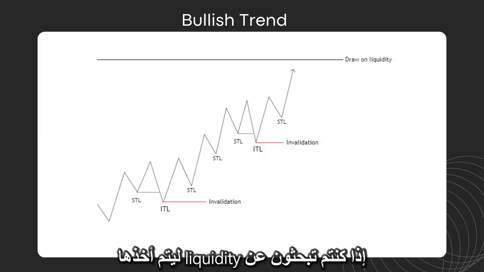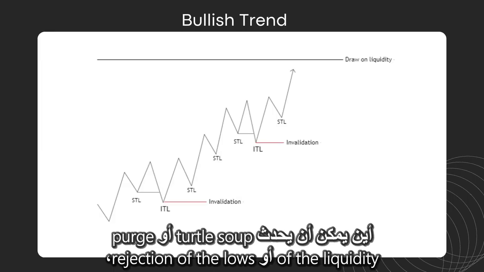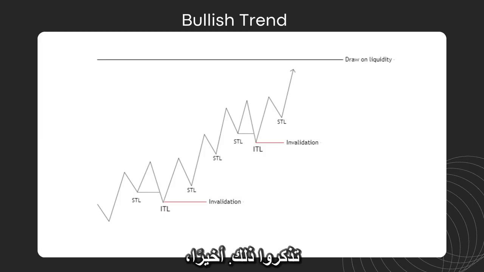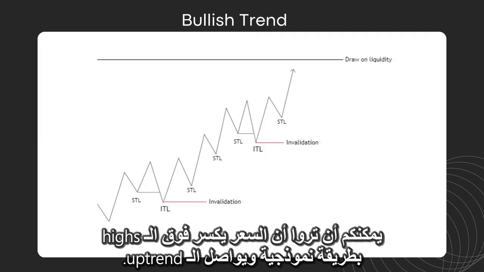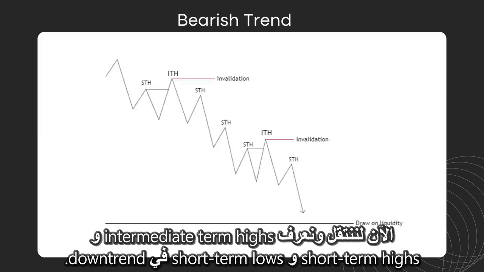Similarly, if you are looking for liquidity to be taken out and you want to see where the turtle soup could occur, or the purge of the liquidity or rejection of the lows, then for that you should be looking for short-term lows and not intermediate-term lows, right? Remember that. Last but not least, you can see the price breaks above highs in a typical fashion and continues the uptrend. Now let's move on and let's define intermediate term highs and short term highs and short term lows in a downtrend.